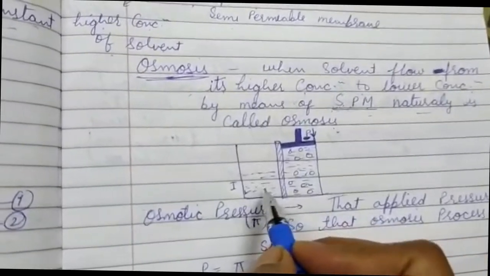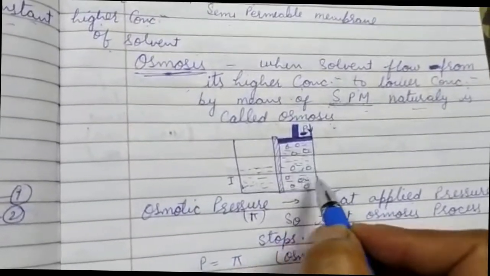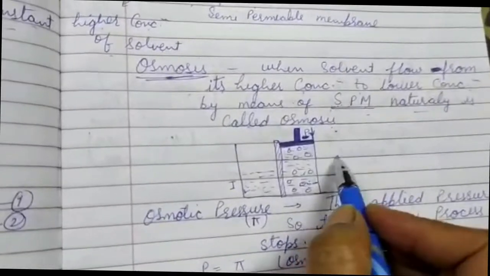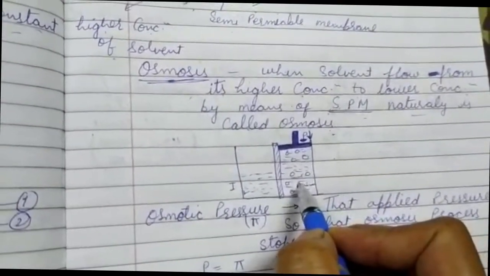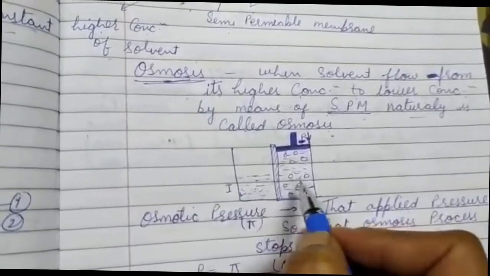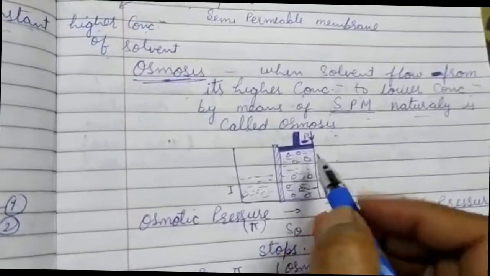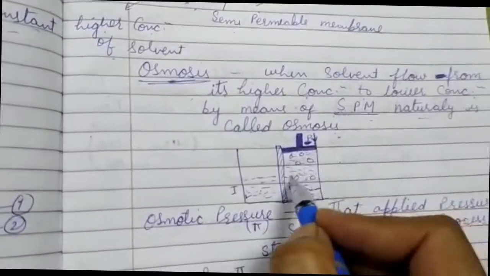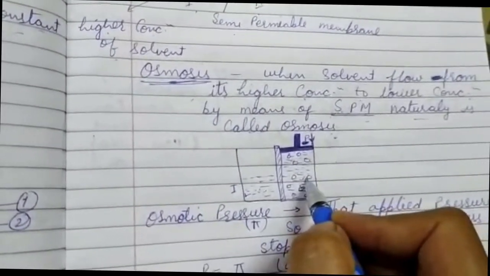Now water is moving from the pure water to the impure. On this side, impure water is there, because salt, the solute, is present. So that's why the water is moving from the pure side to the impure side, and the water level is increasing on this side.